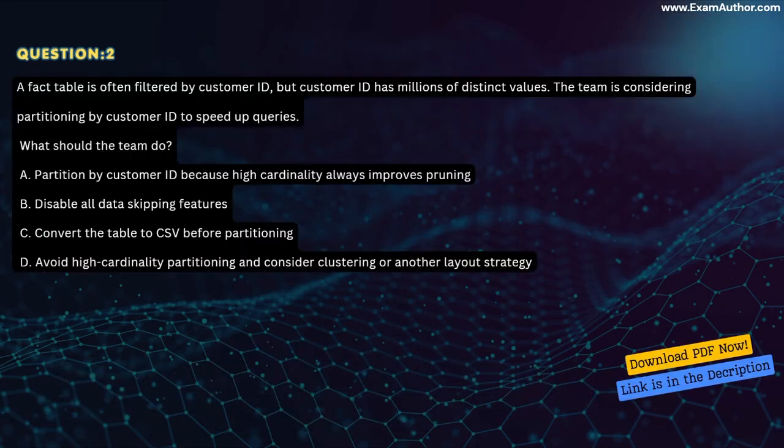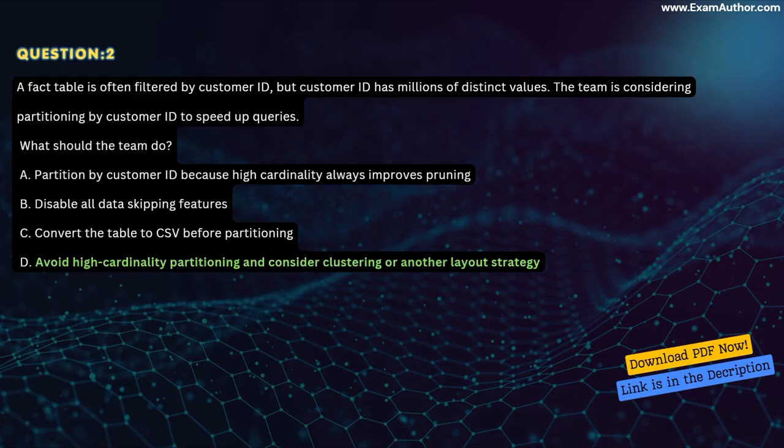Question 2. A fact table is often filtered by customer ID, but customer ID has millions of distinct values. The team is considering partitioning by customer ID to speed up queries. What should the team do? A. Partition by customer ID because high cardinality always improves pruning. B. Disable all data skipping features. C. Convert the table to CSV before partitioning. D. Avoid high cardinality partitioning and consider clustering or another layout strategy.